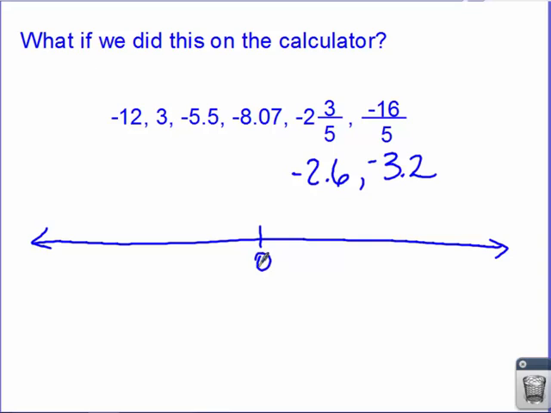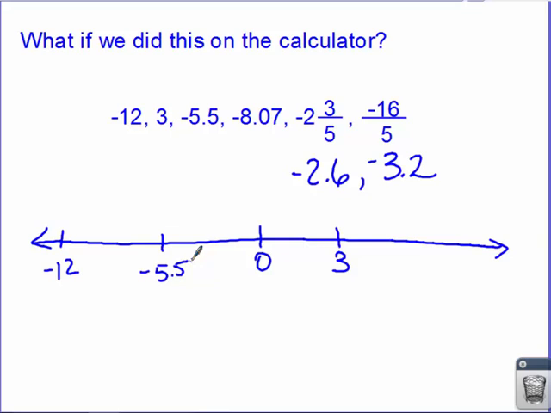Okay, so we start by putting negative 12 on our number line. Now whether you have to actually physically draw one out, or if you can do it in your head, either way is fine, as long as you put them on a number line or think about them in terms of a number line. So the negative 12 would come down here. The 3 would be on the other side of 0. The negative 5.5 would be about halfway in between 0 and negative 12.